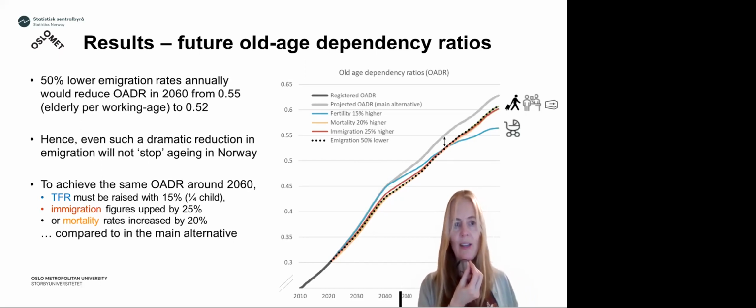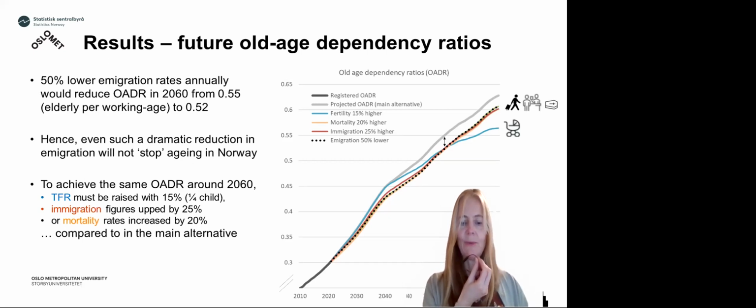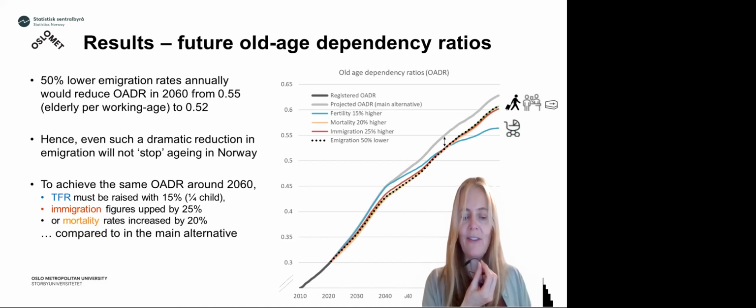So to go straight to the results. Here you can see what happens to aging in Norway if emigration from Norway is reduced by 50% in the future. The figure shows the old age dependency ratio, and we don't use the full x-axis, so we zoom in to see the results more clearly. And the gray line at the top shows the main alternative from the last official population projections. This is the same as what you saw on the last slide.